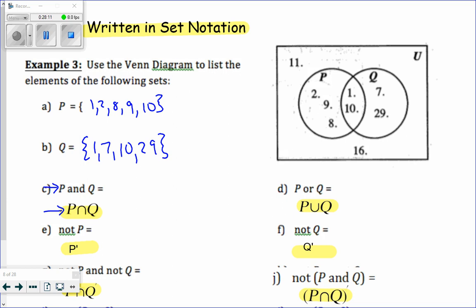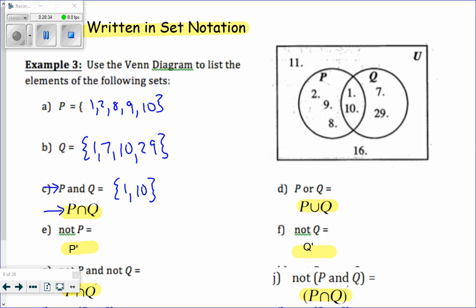Okay, so if you have to go back and look at your colorings, what is P and Q? And is the overlap. So what overlaps? 1 and 10. Okay, not, oh, D is over here.